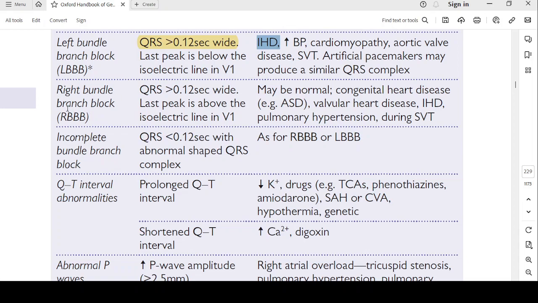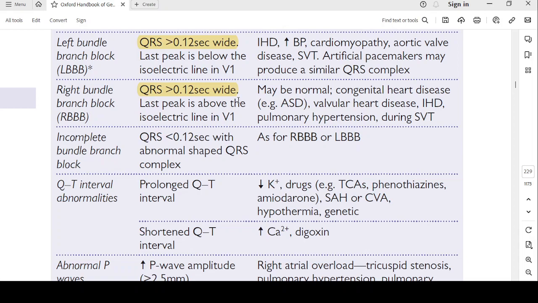Right bundle branch block. QRS is more than 0.12 seconds wide, so it is more than 3 small squares, and so again there is a wide QRS complex. So if there's a wide QRS complex, it could be either LBBB or an RBBB. If you are finding M waves anywhere in the ECG, check in lines of LBBB or RBBB, and then you check where the M wave and W waves are located.